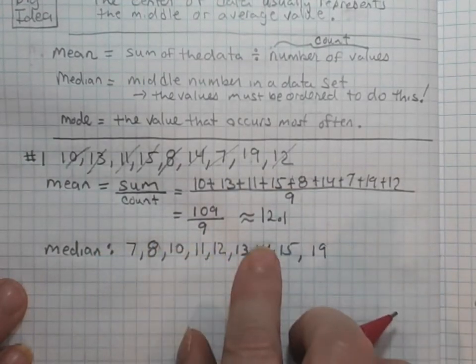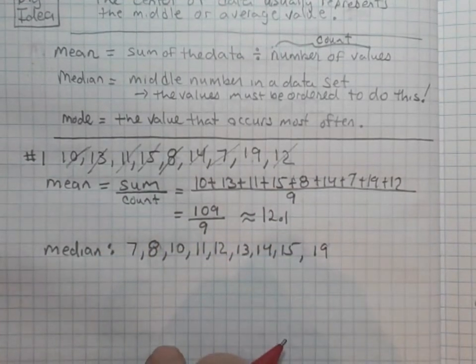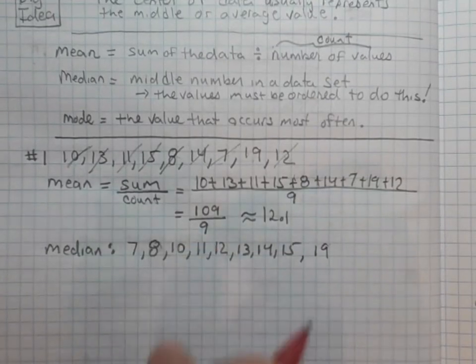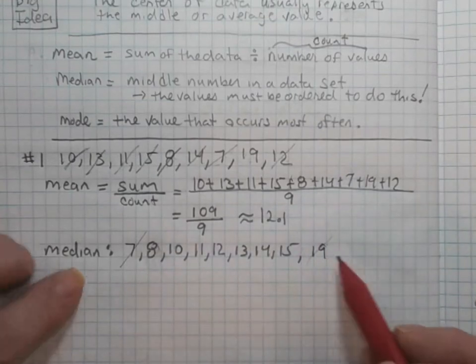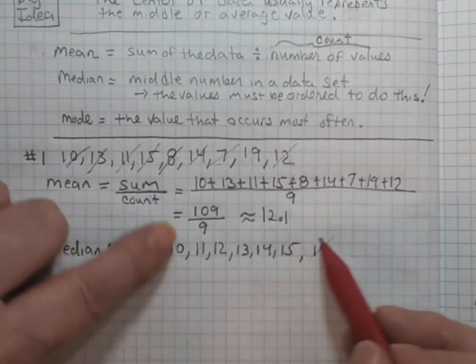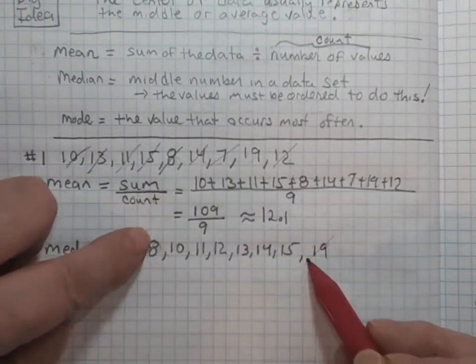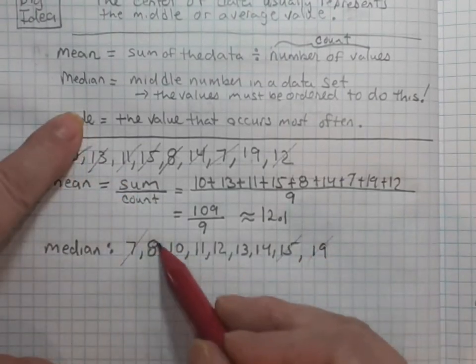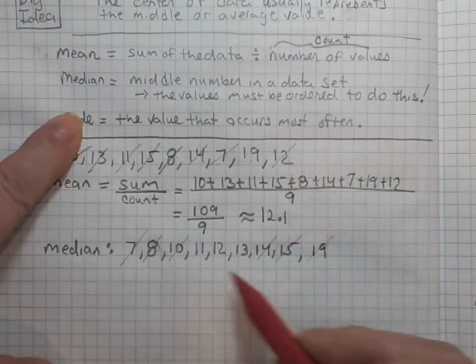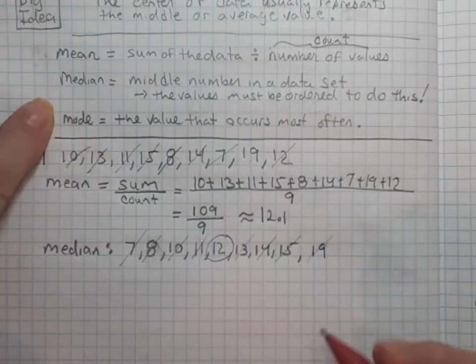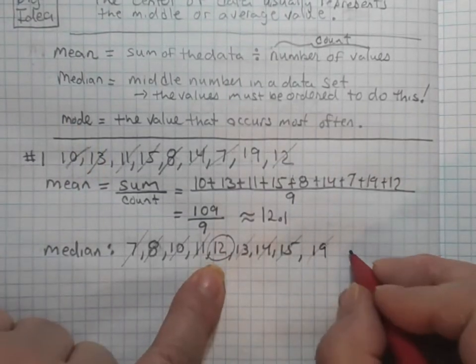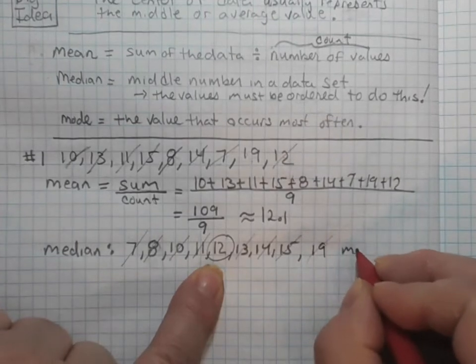Now, since I have 9, there's going to be a number in the middle. In an odd set, you will have a number directly in the middle. So I'm going to cross off pairs until I get to the middle number. 15 and 8, 14 and 10, 13 and 11, and that leaves me with 12 in the middle. So 12 is my median number. So the median is 12.